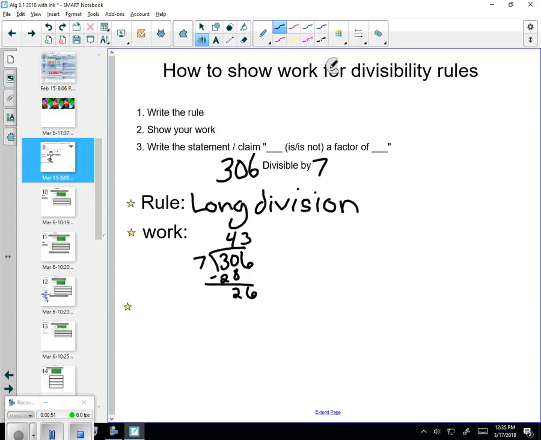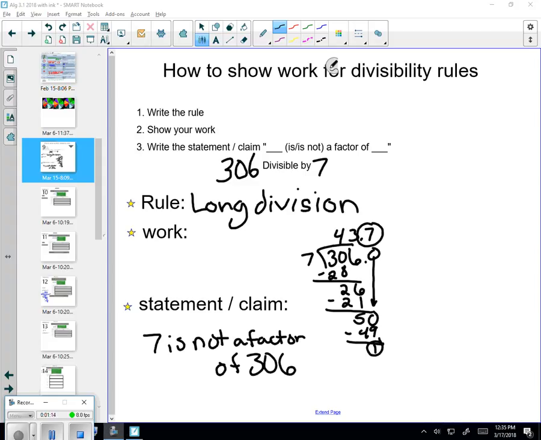7 goes into 26 3 times. Multiply is 21, subtract is 5. Nothing else to bring down. We can see we're going to have a decimal and still not be able to finish. This remainder or this decimal tells us that 306 is not divisible by 7, which means 7 is not a factor of 306. Let's try to see if 8 is a factor.